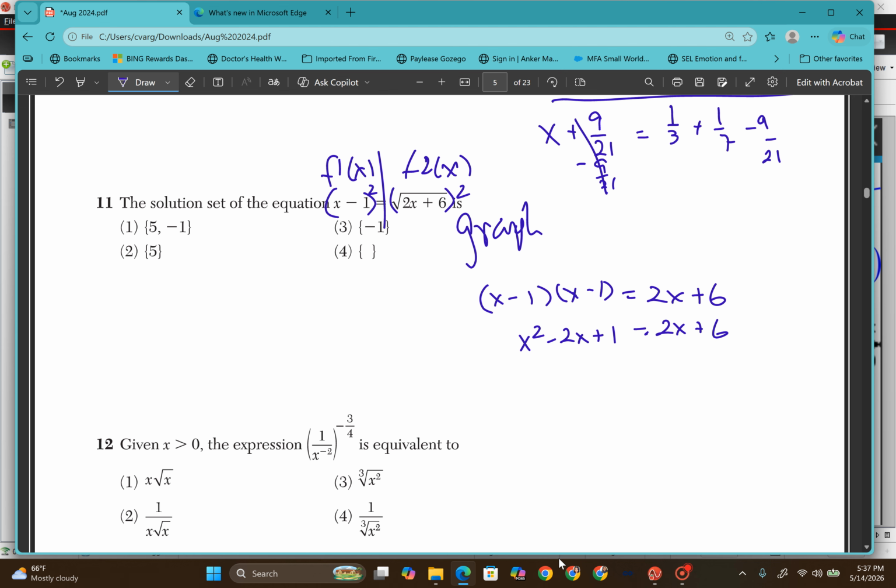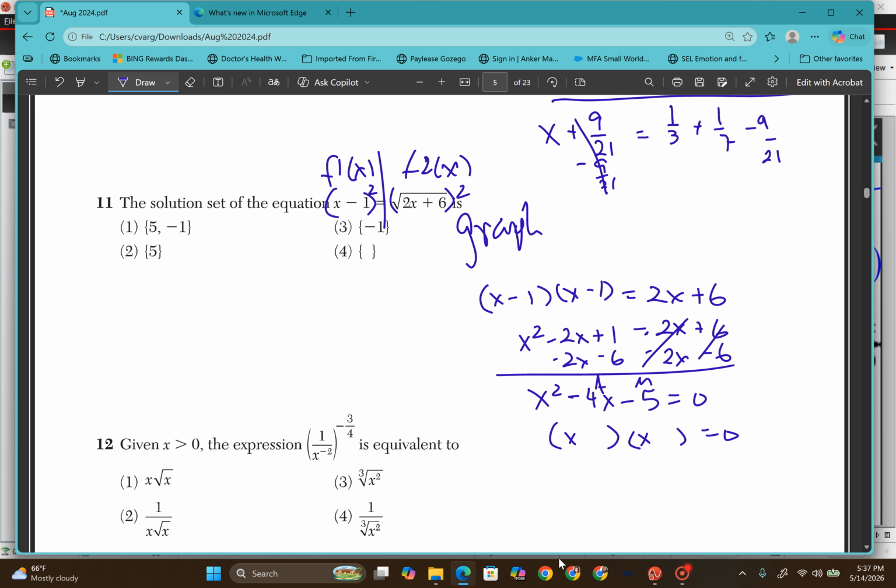Move everything to one side. So minus 2x, minus 2x, minus 6, minus 6. So you get x squared minus 4x minus 5 is equal to 0. And then you double bubble here, so you get x and x, two numbers that add and multiply. So -5 and +1, and you switch signs, so x equals 5 or x equals -1.